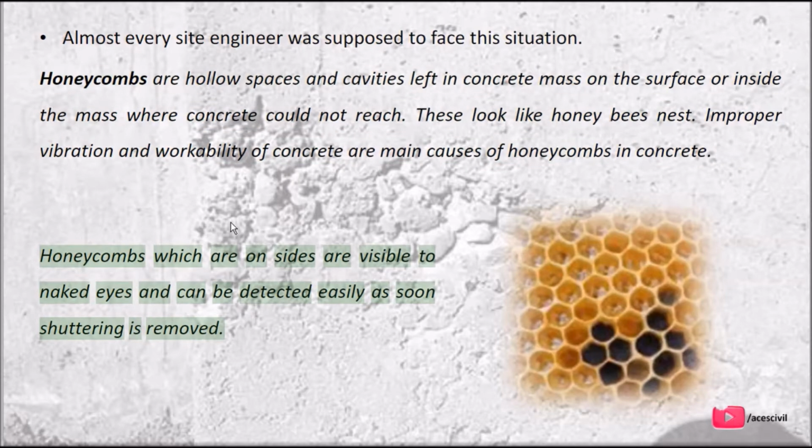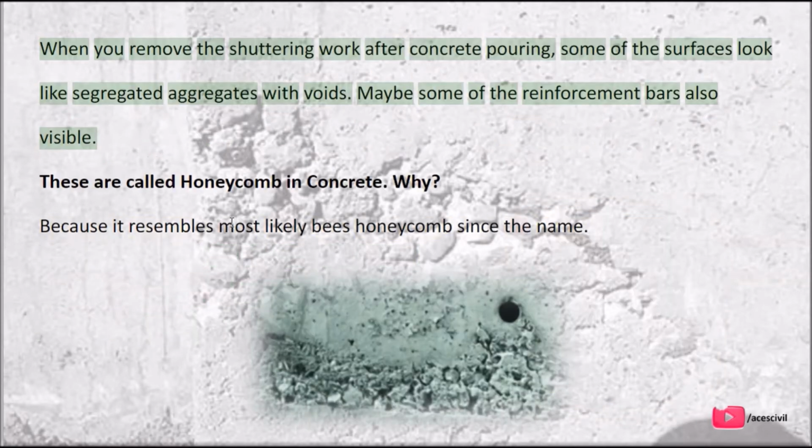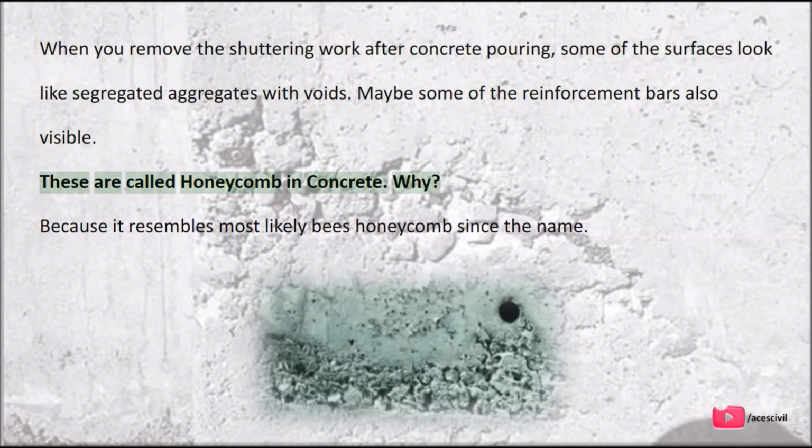Honeycombs on sites are visible to the naked eye and can be detected easily as soon as the shuttering is removed. When you remove the shuttering after concrete pouring, some of the surfaces look like segregated aggregates with voids. Maybe some of the reinforcement bars are also visible. These are called honeycomb in concrete. Why? Because it most likely resembles a bees' honeycomb, hence the name.